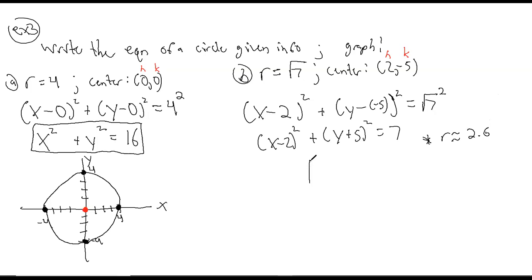I need more of a bottom heavy graph for this. So we're gonna go right 2 for the center and then down 5. 1, 2, 3, 4, 5. We'll make that a red point, red for not actually a point on the circle.